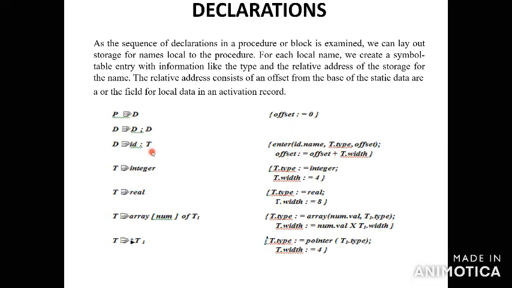So T dot type is the offset value. So if the type is integer, the width of the integer will be equal to 4. Real means the value will be declared as 8. Similarly, you have to declare every data type with the address of the given information. Okay. So this is for the declaration part.